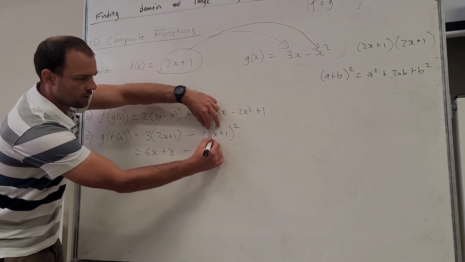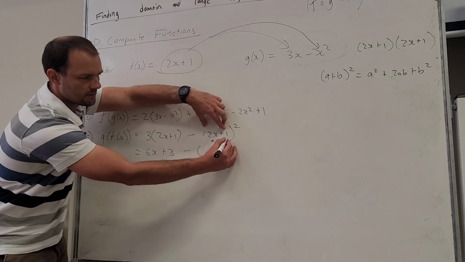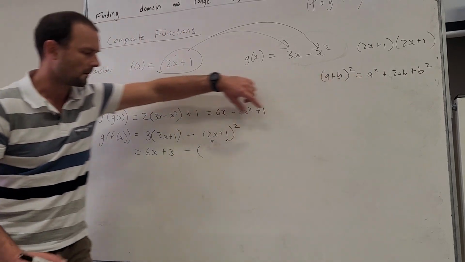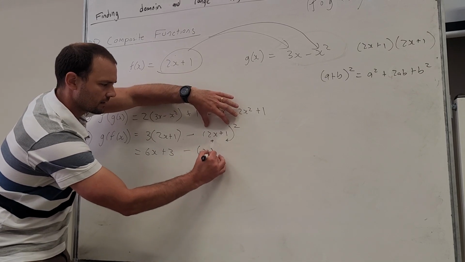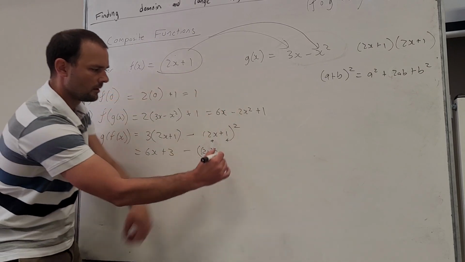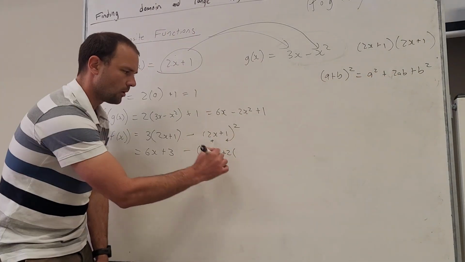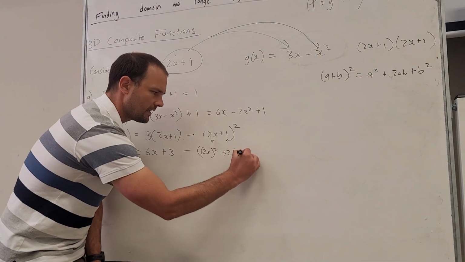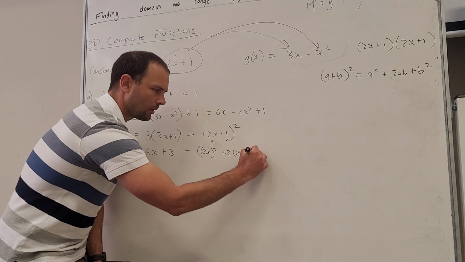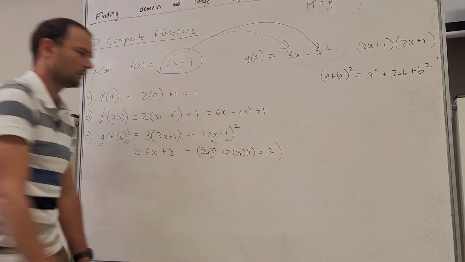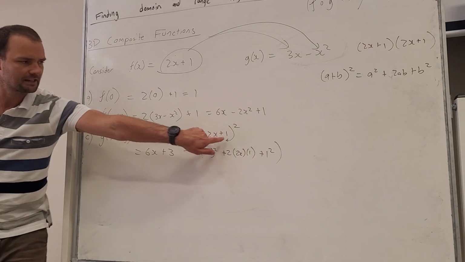So we can see this corresponds with A, this corresponds with B. All right, and so then we just follow the formula. We're going to have (2x) squared, A squared, plus 2, always the number 2, multiplied by the A value. What is A? A is 2x, multiplied by the B value, which is 1, and then plus the B value squared. That's what that expands to.